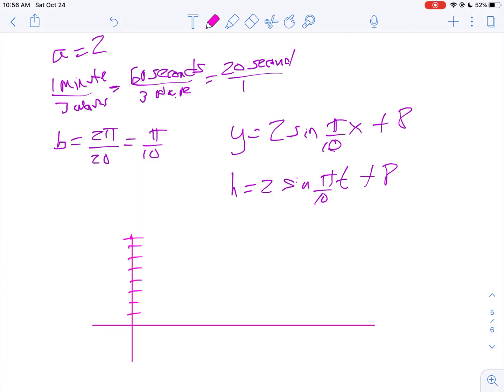And since I'm doing sine, I know that part's going to start at the midline. I know my amplitude, and my period is 20 seconds. So I'm going to go out here 20 seconds. And my amplitude is 2. So I'm going to go up 2, back to the midline, down 2 to 6 then, right? And then back to the midline. And there's the sketch of your graph. That's all we're looking for there.